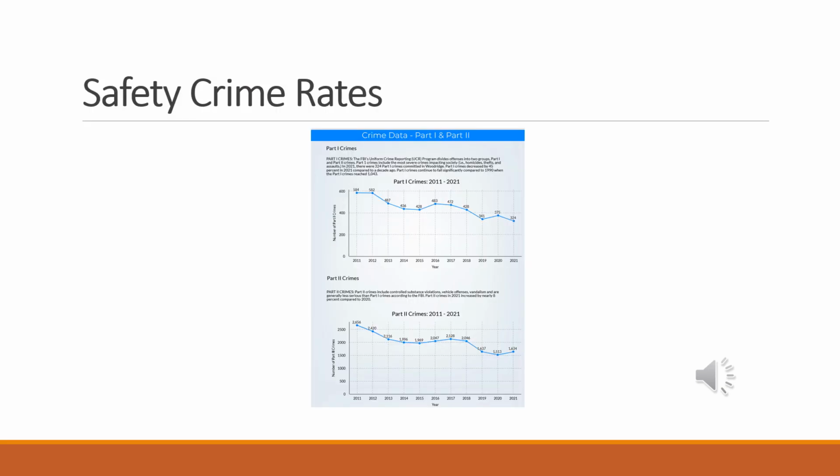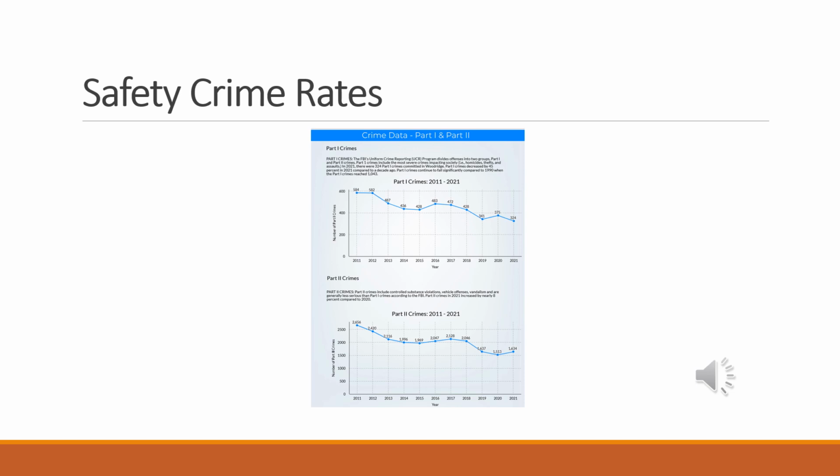Now we want to look at crime data, and according to the Village of Woodridge Police Department, crime data is divided into Part 1 and Part 2. Part 1 crimes include the most severe crimes impacting society, including homicides, thefts, and assault. In 2021, there were 324 Part 1 crimes committed in Woodridge. Part 1 crimes decreased by 45% in 2021 as compared to a decade ago. Part 1 crimes continue to fall significantly compared to 1990, when the Part 1 crimes were 1,043.